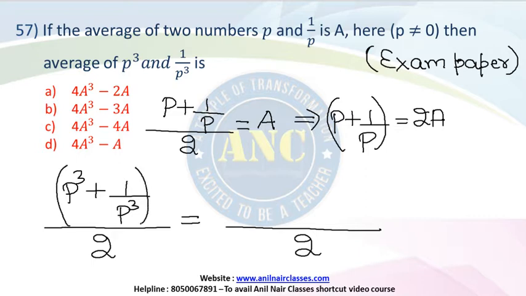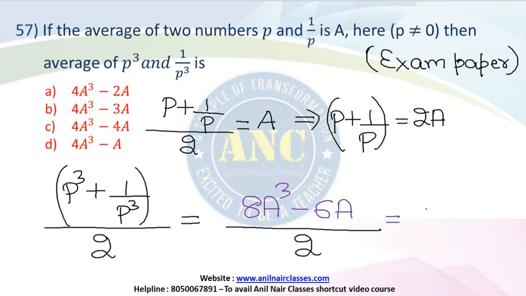Finding out p cube plus 1 by p cube is not at all a difficult task. I am sure that it is not a difficult task. So this is nothing but k cube minus, how much it is? K cube minus 3k, sorry sir, k cube minus 3k, right? So value is k cube minus 3k, k value is 2a. 2a whole cube is 8a cube minus 3k, 3 into 2a is 6a, right? It is 6a, divide by 2.